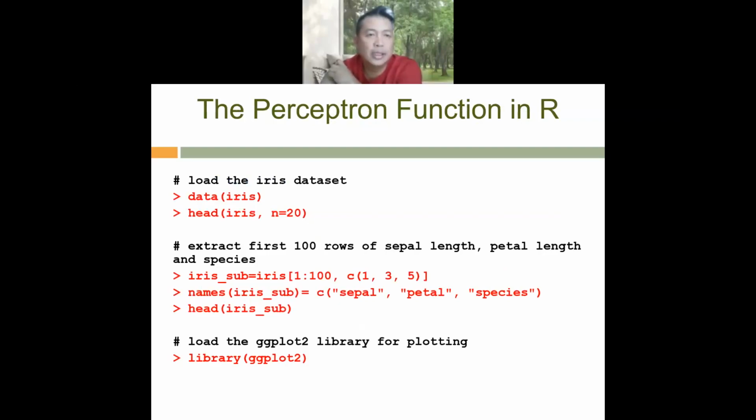The first thing we do is load the data. We are using the iris data, and over here, we are extracting the first 100 rows, and columns 1, 3, and 5. So we are looking at the sepal length, petal length, and also the species. This is the label, the classes that we try to learn. We are only looking at the length for the sepal and petal here.